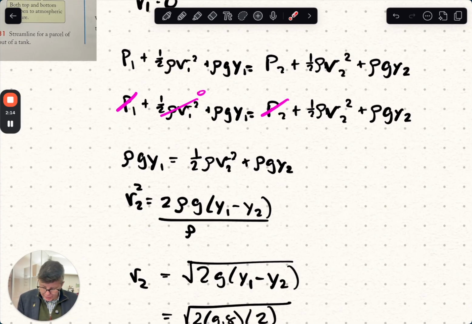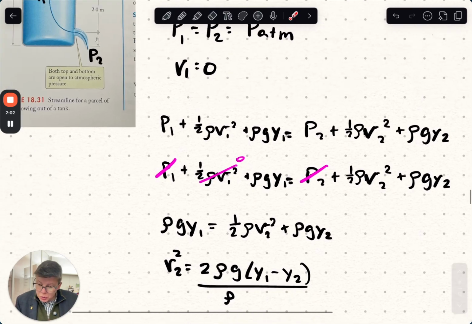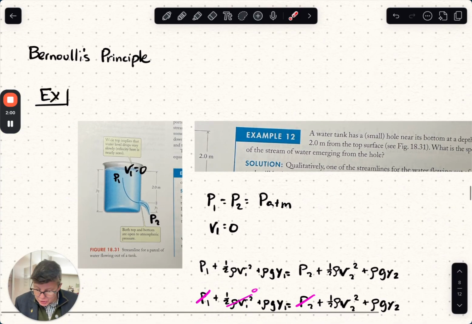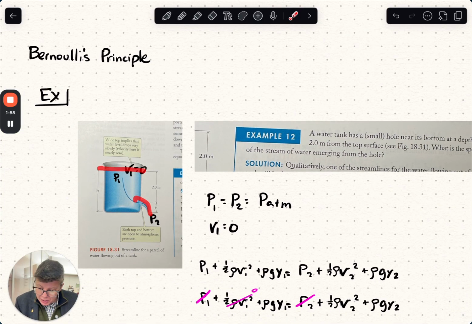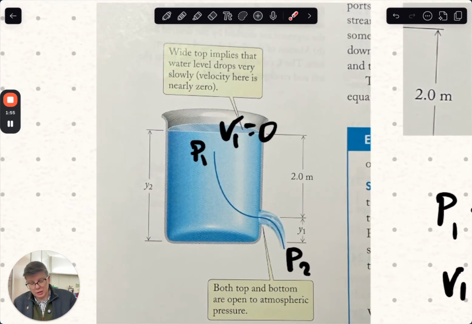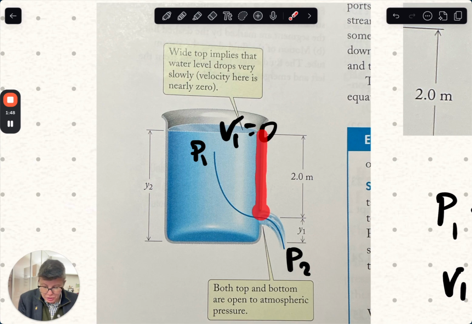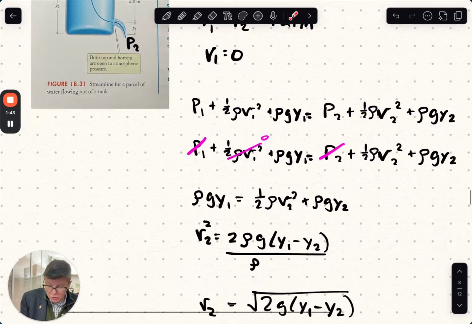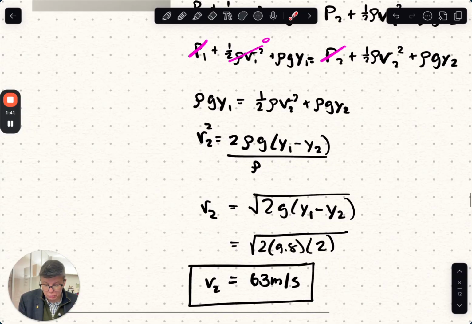So let's see here. The densities go away. Solving for the square, so square root of 2, gravitational field strength, change in height. So we were told in the problem that the spigot is 2 meters down from the top of the container. You see that here in this picture. What's interesting is I don't care what the overall depth of the container is, just how far that liquid level has to go down in order to exit the container. 2 meters. Gravitational field strength is a constant. Here on Earth, we know that.